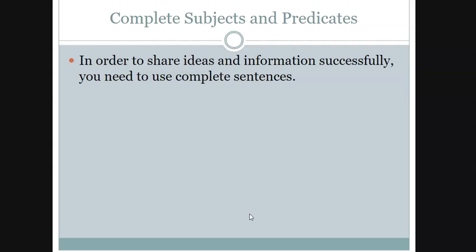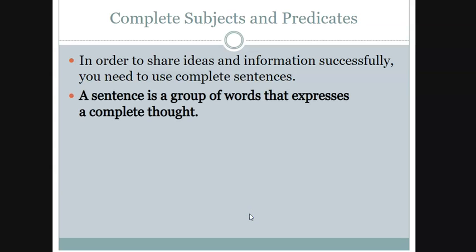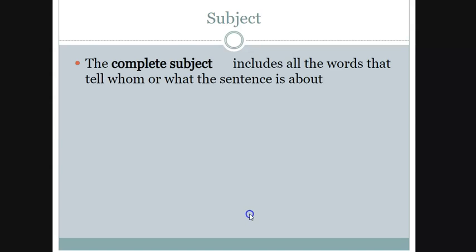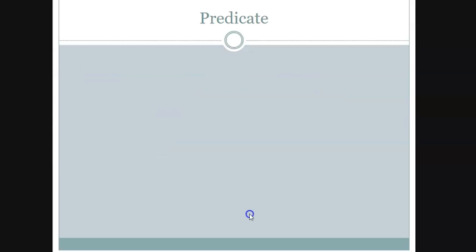So, complete subjects and predicates. In order to share ideas and information successfully, you need to use complete sentences. A sentence is a group of words that expresses a complete thought. Every complete sentence has two basic parts, a subject and a predicate. So, let's talk about the subject. The complete subject includes all the words that tell whom or what the sentence is about. Some architects bring nature indoors. Some architects will be the complete subject.